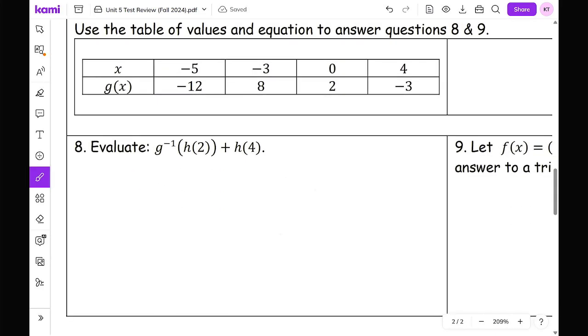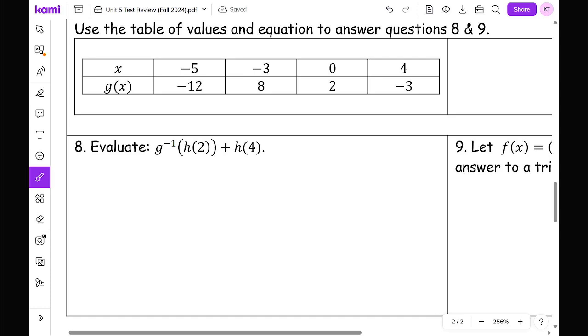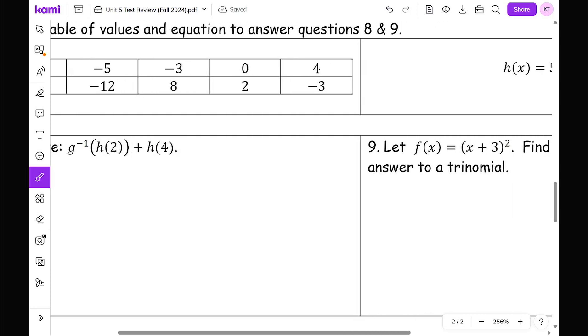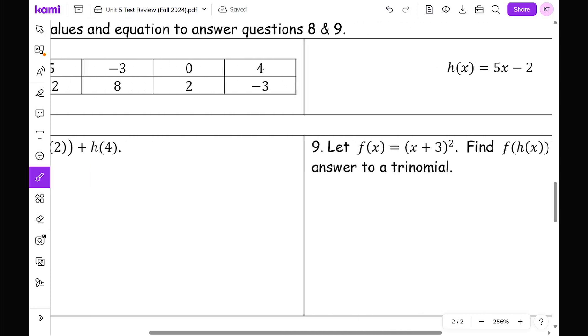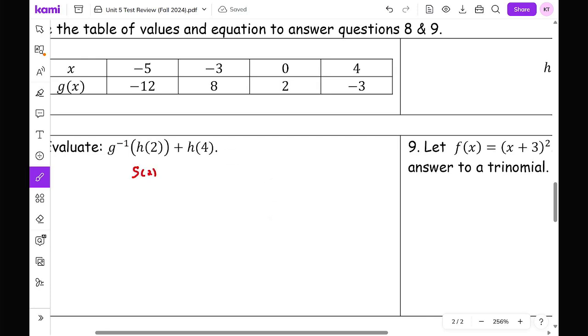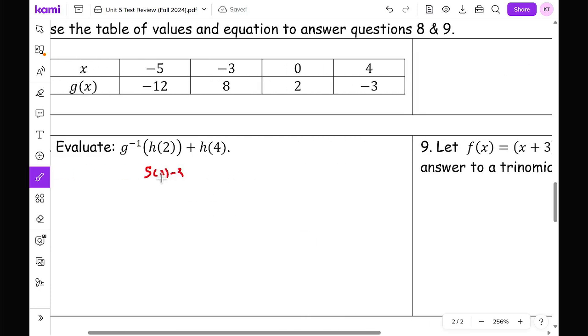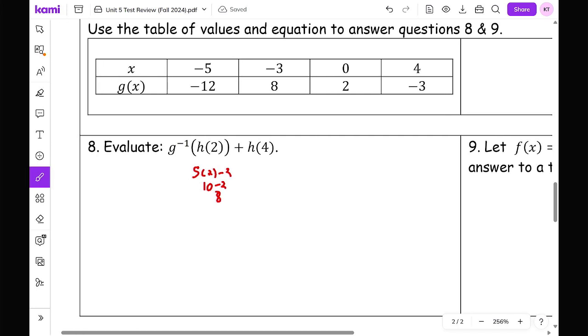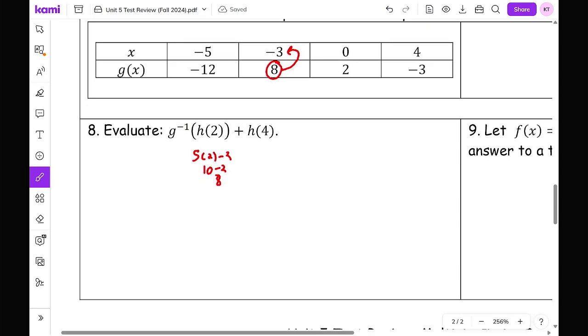All right, last two questions here. We're evaluating the inverse of g of h of 2 plus h of 4. So first I want to find h of 2. That's just going to be 5 times 2 minus 2, which is 10 minus 2, which is 8. So now I'm going to look for 8 on g of x, but since it's the inverse, it's going to be looking at the y value. So that's right here. So the inverse of that is going to be negative 3, because again, if we find the inverse of a function, we can essentially swap our x and our y values. So our first part here is going to be equal to negative 3.